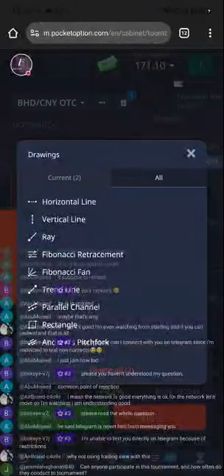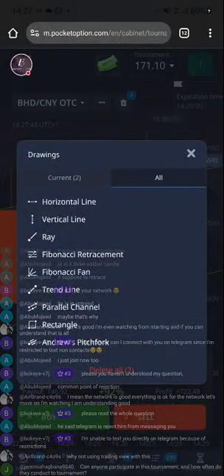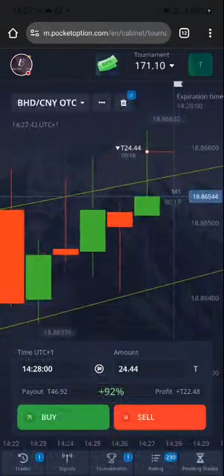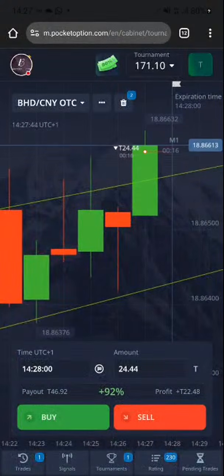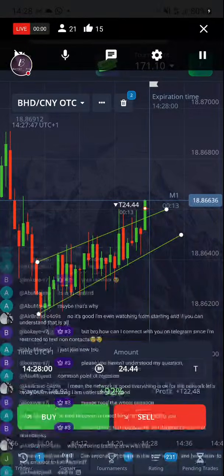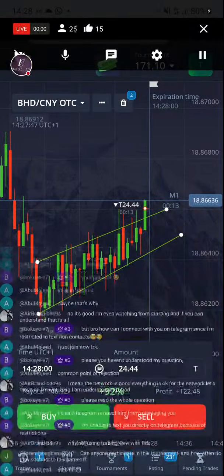Okay, can anyone participate in the tournament? Yes, anybody can participate. Now, for you to participate in tournaments, verify your account and you'll be able to.